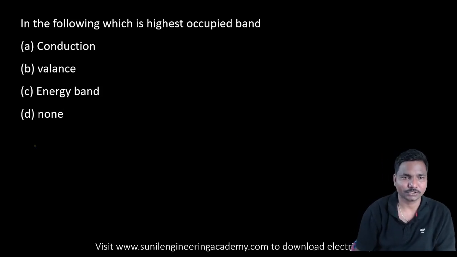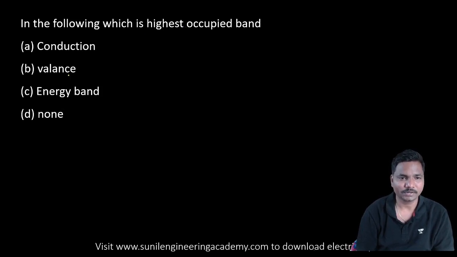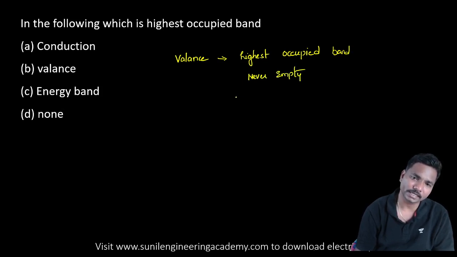Yes, coming to the first question. In the following, which is highest occupied band? Conduction, valency, energy band, and none. So in these, valency band is the highest occupied band. It is never empty, guys. Never empty. Why? Because it is filled with valency electrons.